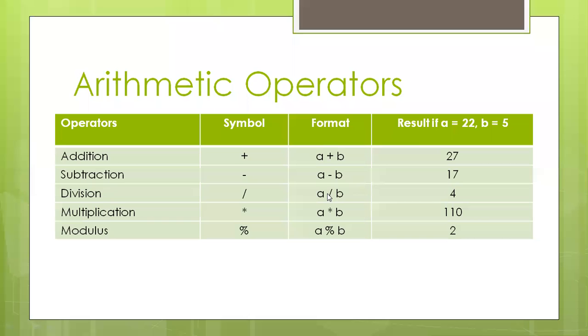And you will give this example: if a equals 22 and b equals 5, then a divided by b returns 4, and a mod b returns 2. Write that also. Right? Mark this as important.